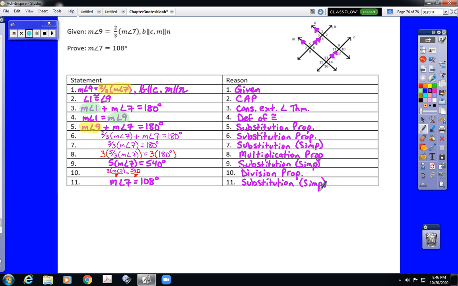Again, keep in mind that when we do algebra in a proof, adding, subtracting, multiplying, dividing, and distributing each take 2 steps. And anytime we add like terms, it is a substitution simplify. That does it. We've gotten through our proofs for transversals.